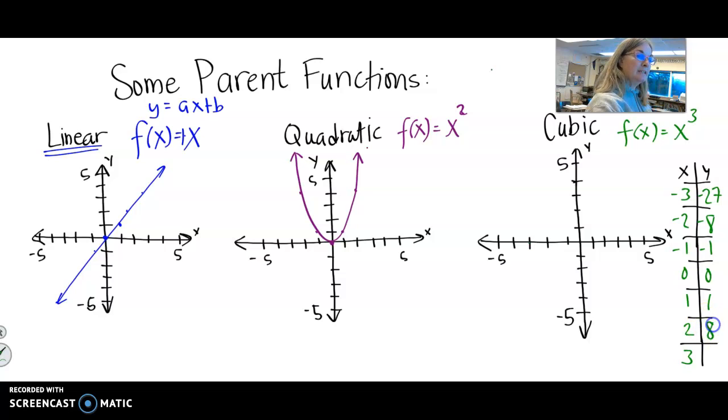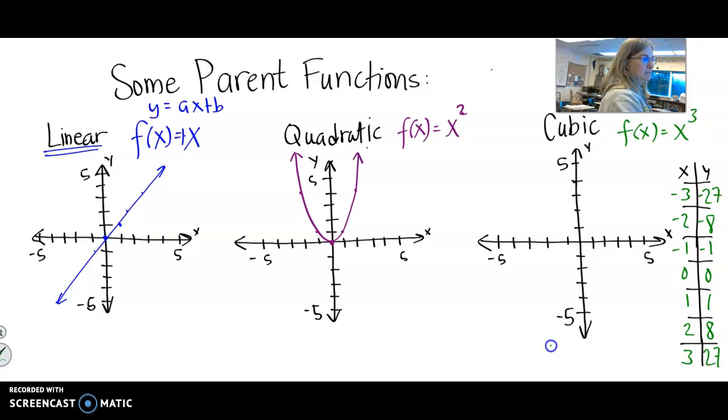2 cubed is 8. These are all going to be the exact opposite of when you put in a negative, like a -3. You have 3 negatives multiplied together, so you get -27, but a +3, you have all positives, so it's a +27. So let's graph some of these points.